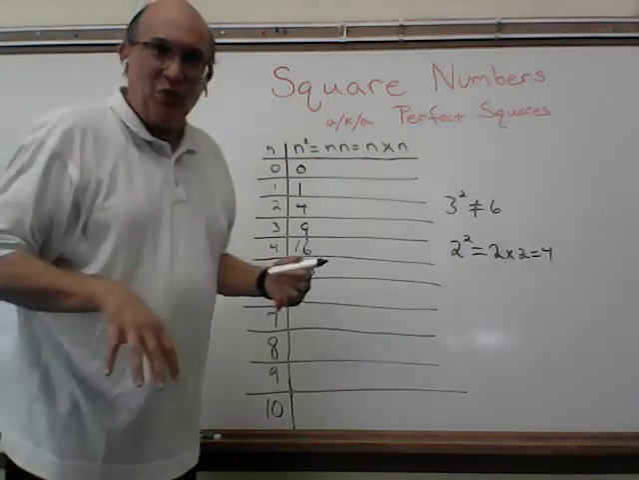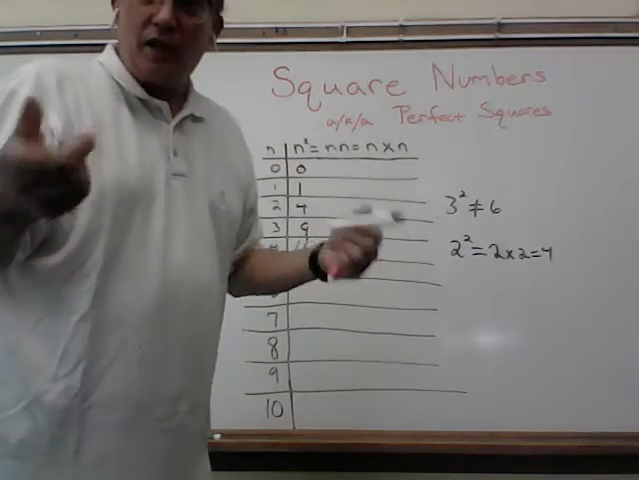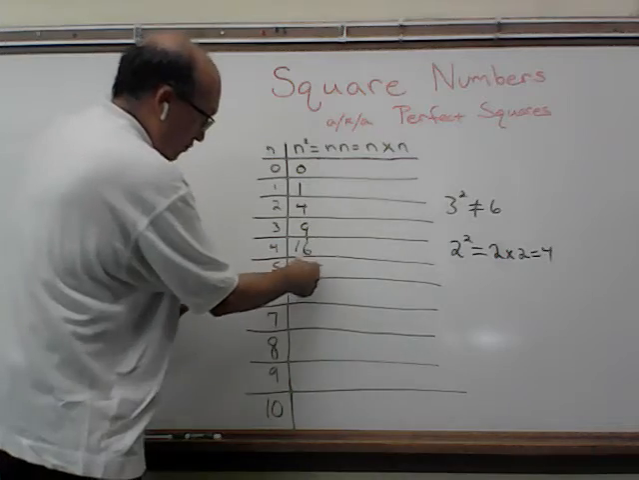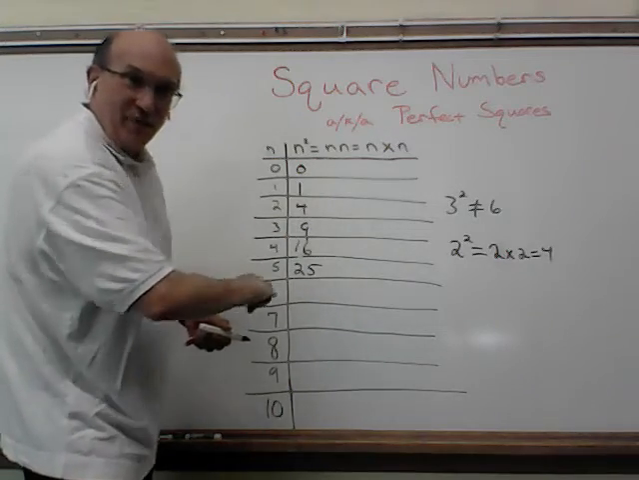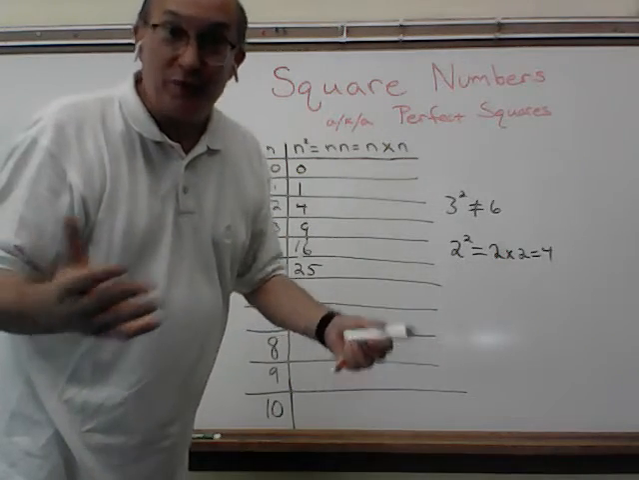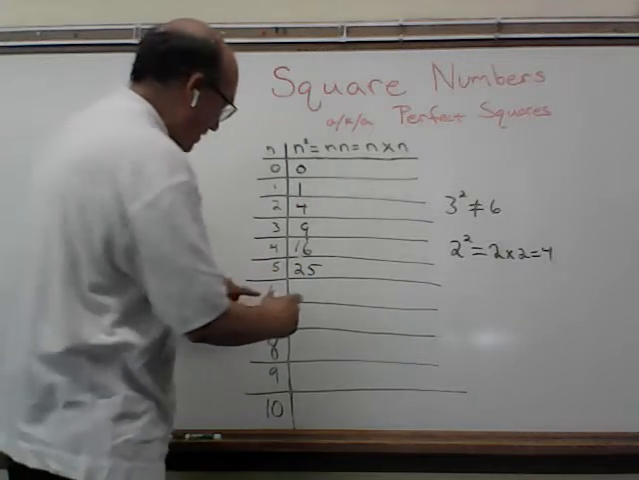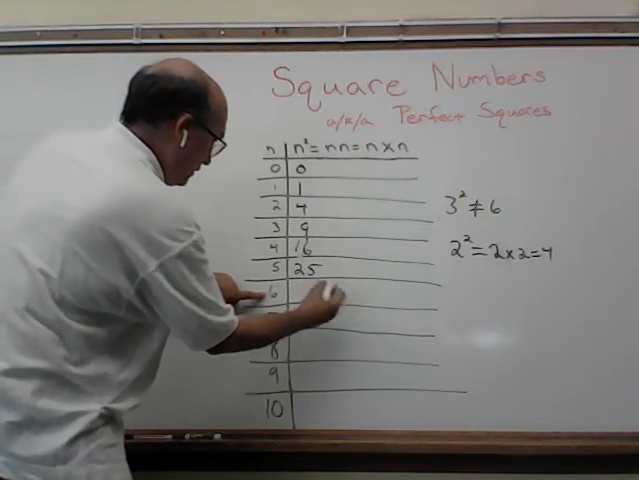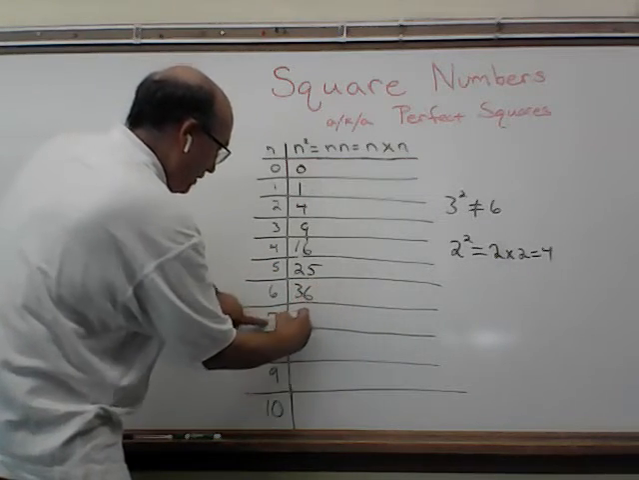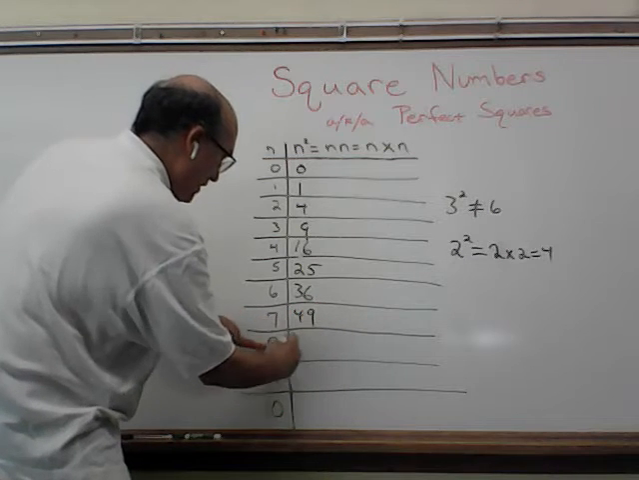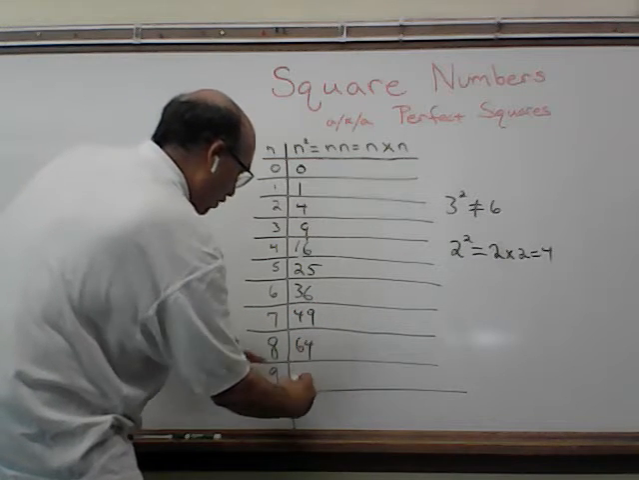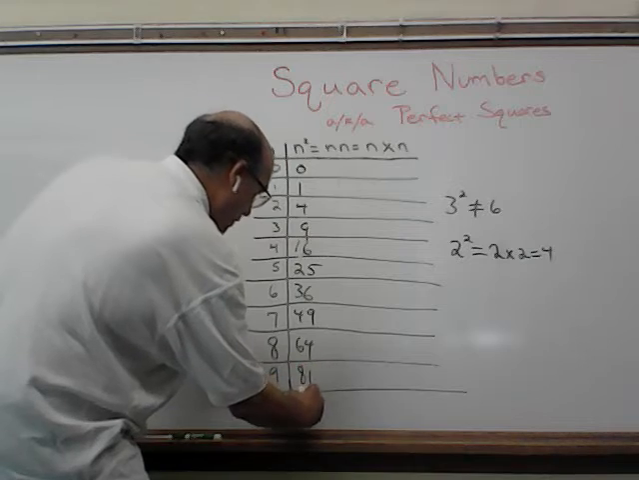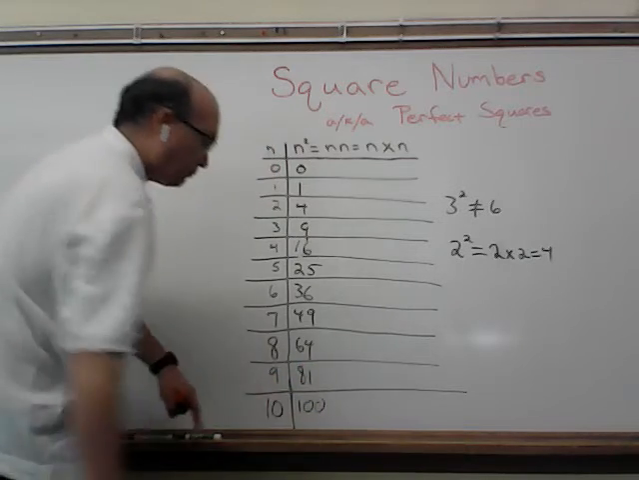We can't do everything at once, but there's a symbol and a concept for going from this column back to that column, and it's something known as square root. But again, we can't do everything at once. 6 squared, or 6 to the 2 power, is 36. 7 squared is 49. 8 squared is 64. 9 squared is 81. 10 squared is 100.